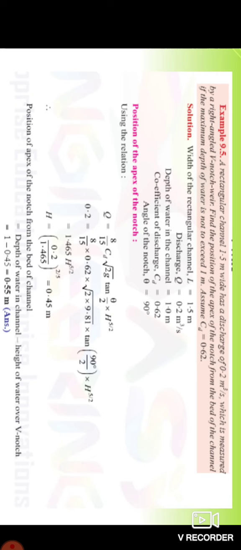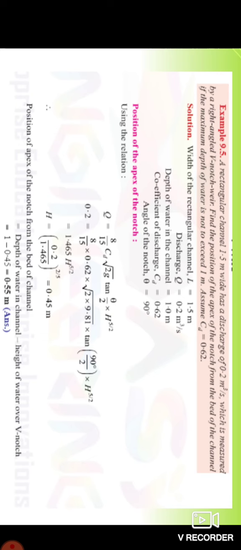That's why Q is equal to 8 by 15 CD into root of 2g tan of theta by 2 into H to the power of 5 by 2. Then substitute the value, then find out the H. Then one more condition is given. Here we also have to find the position of the apex of the notch. The apex is the tip of the notch, which is nothing but the sill or the crest level, at the bottom of the notch.